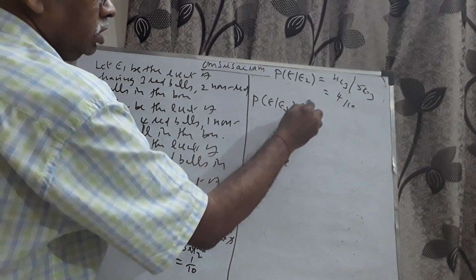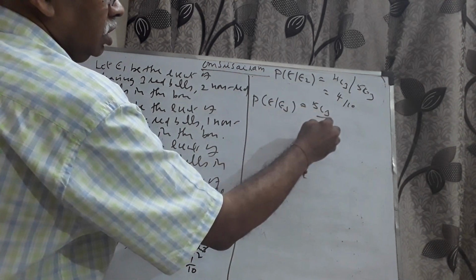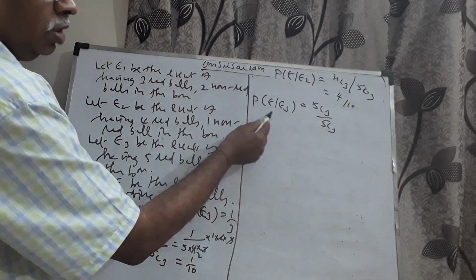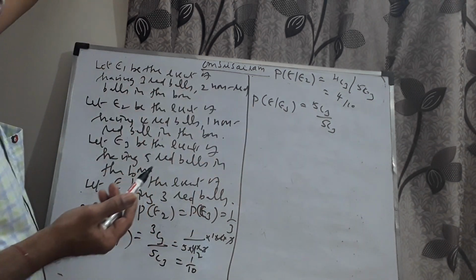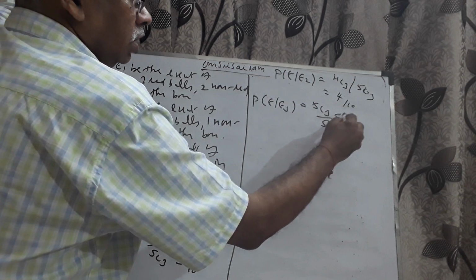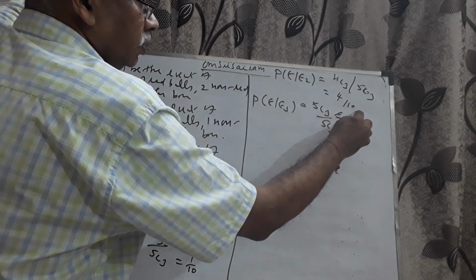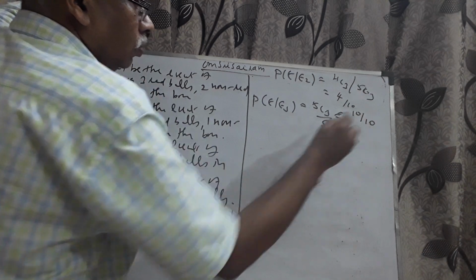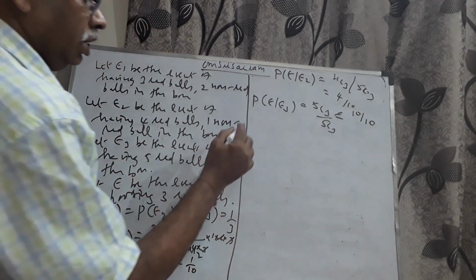P of E given E3. This is 5C3 by 5C3. The third possibility, I am choosing 3 red balls. All of them are red. Okay, 5C3 by 5C3. Therefore, I mean to say this is 10 by 10. I can have 1, which is nothing but 10 by 10.